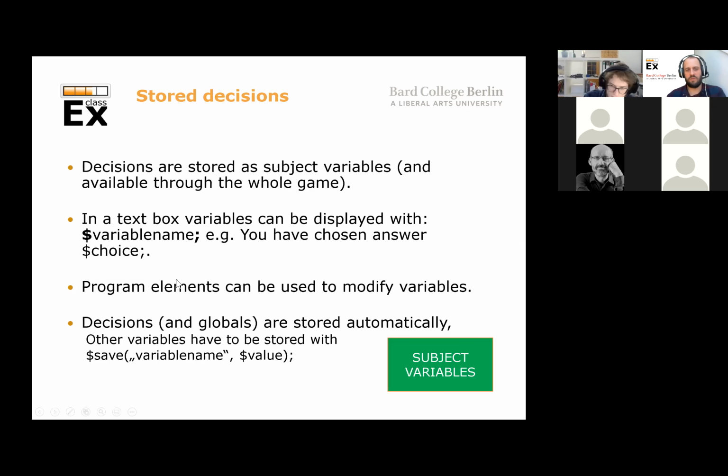If you have other variables that you want to store, calculation variables that you want to store along the way, there's also a command called save variable. So the important thing to keep in mind: decisions are always stored automatically. Global variables are always stored automatically. If you want to store something else, which maybe becomes important later, you have to use the command save. The reason for this is that if you have 500 subjects and you collect all the data, it becomes very, very big. So Classics only stores the necessary data. If you have more, you can customize it.